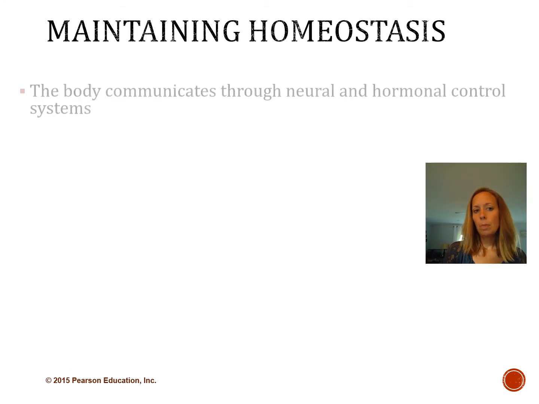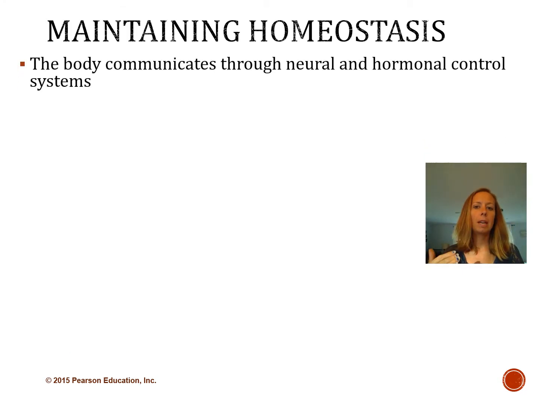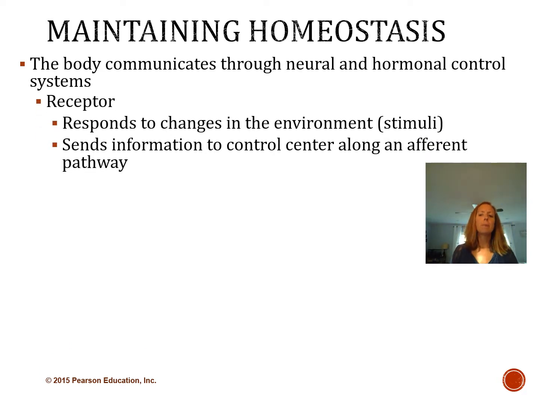So maintaining homeostasis. Our body is going to communicate through nerves and hormones. All right, that's using the nervous system and endocrine system that we talked about last time. And these are the different parts of that scale. These are just giving you specific definitions for each part rather than what I was saying.